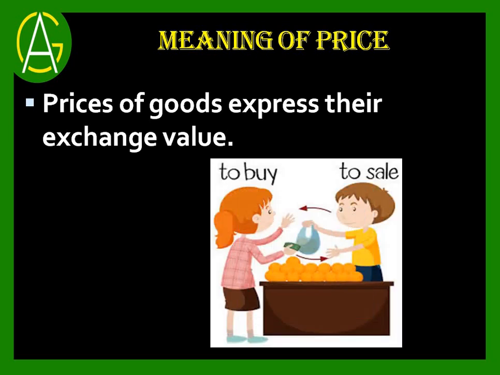So for example, here the buyer and seller take the transaction of buying and selling. The good that is purchased by this buyer, in response to that particular good, she has paid certain money. It means that the good is exchanged with this money, and this money is the price for that particular good. So in common sense, price is the exchange value of any good.